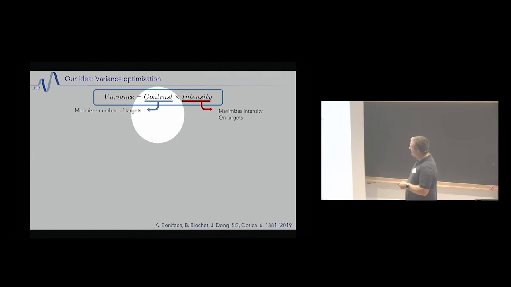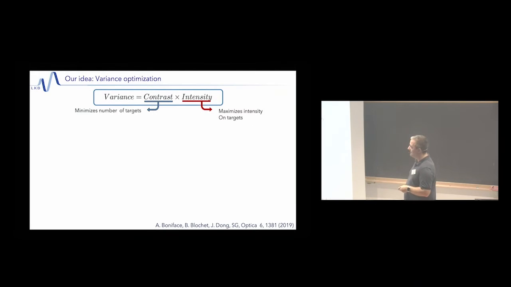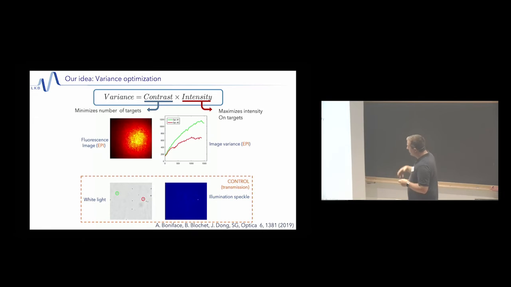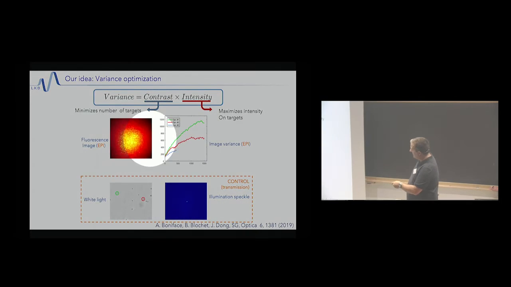And the solution we came up with was to optimize not the intensity, but the variance of the image. So we collect an image, and the variance is basically the product of 2 terms. The variance is basically the intensity of the image times the contrast, or you can say that the contrast is the variance divided by the intensity. So if you optimize the variance, now you optimize these 2 terms in parallel. Optimizing the intensity and the contrast will tend to focus on as few targets as possible and as bright as possible. And it works, so we could show that with that we could really get enhancement of the contrast.